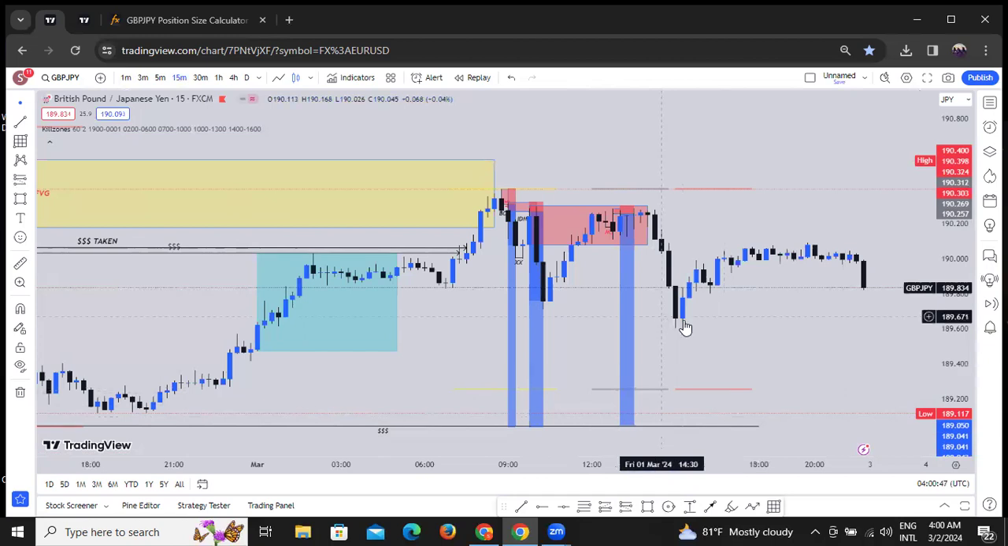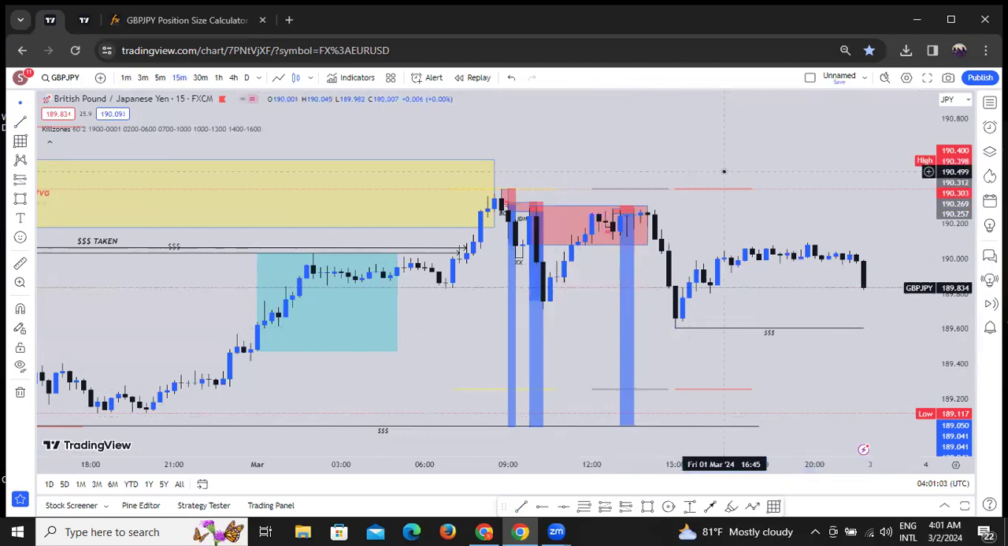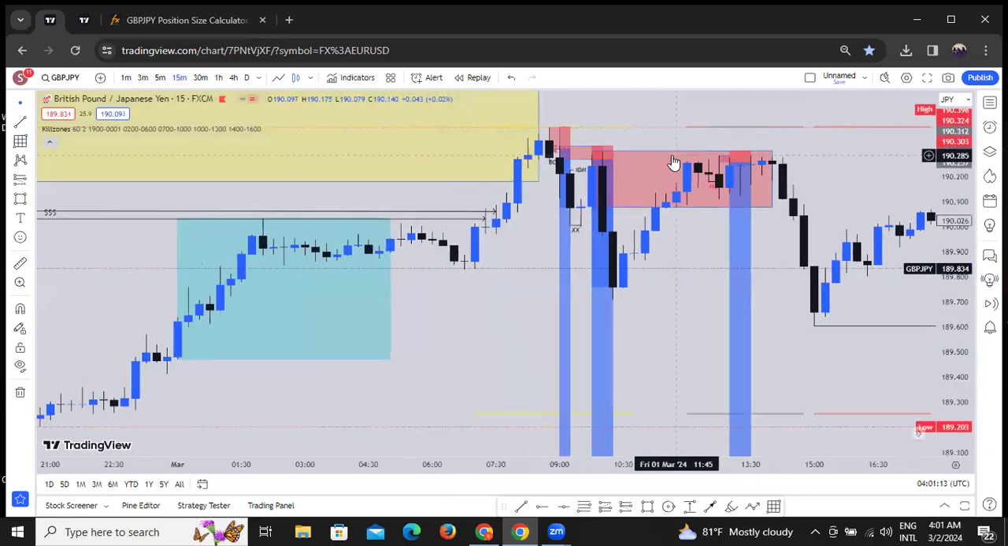And as you can see, I have a new liquidity sitting right here that I'm expecting market to take out. So this is definitely gonna take it out. All right, so this is how I trade, and this is how I called this trade on Thursday.